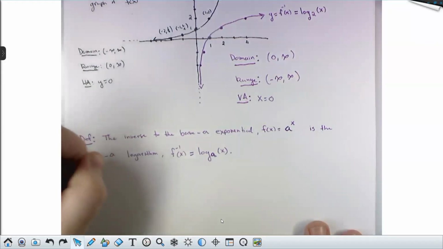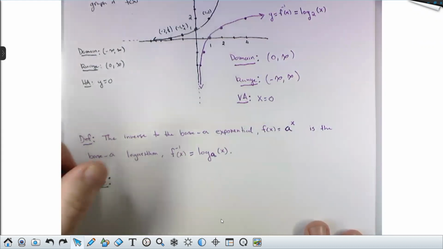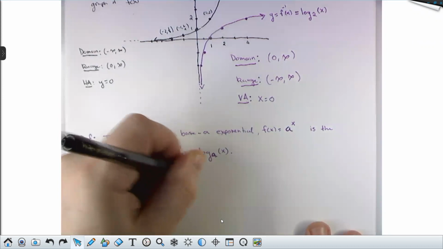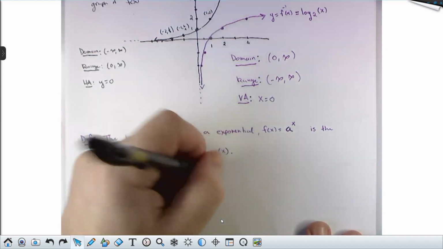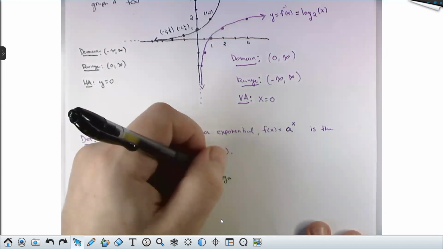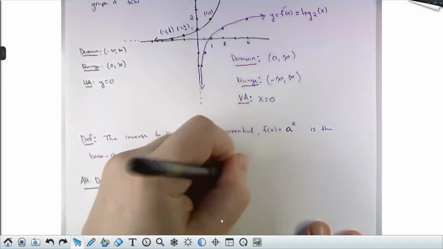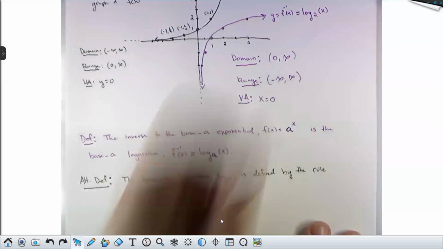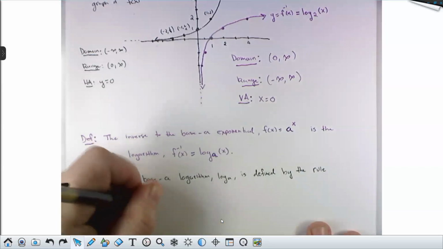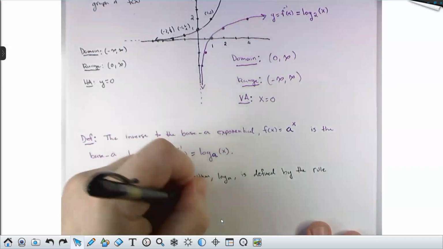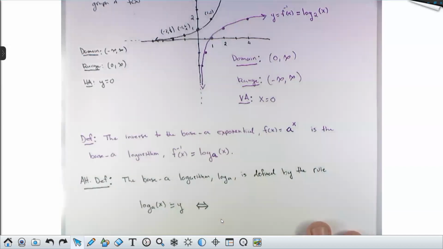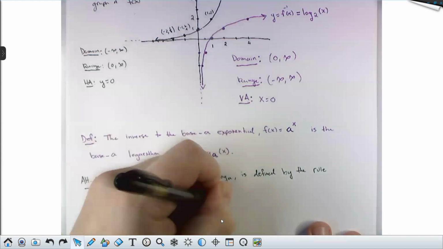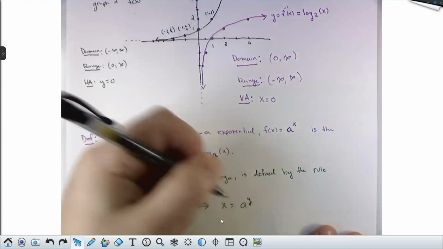So we'll call this an alternate definition. The base a logarithm, say log sub a, right, this is the function here, is defined by the rule: if the base a log of x is equal to y, that is equivalent to saying that x is equal to a to the y.